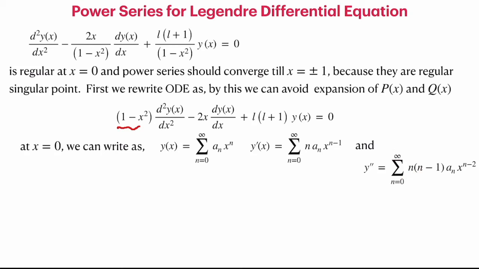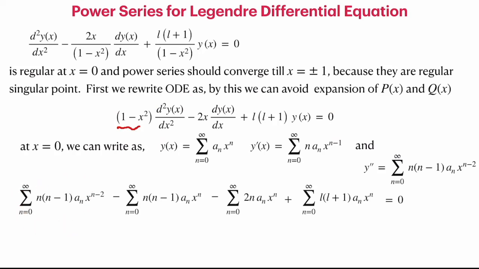Now we need to substitute them back into the differential equation given in this form here, and then try to simplify. The first term here comes as 1 multiplied by y double prime, that is sum n going from 0 to infinity, n into n minus 1, a n x to the power n minus 2. The second term is minus x square into y double prime. That is why there is a minus sign, and sum n going from 0 to infinity, n into n minus 1, a n x to the power n. That x to the power n minus 2 becomes x to the power n, because we are multiplying by x square.